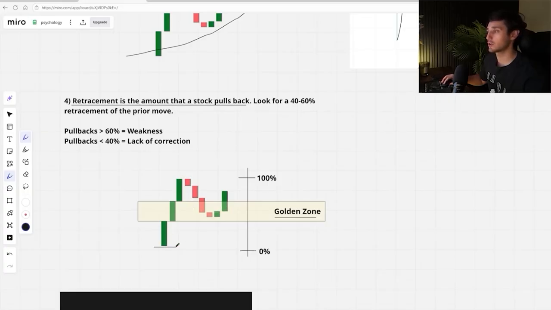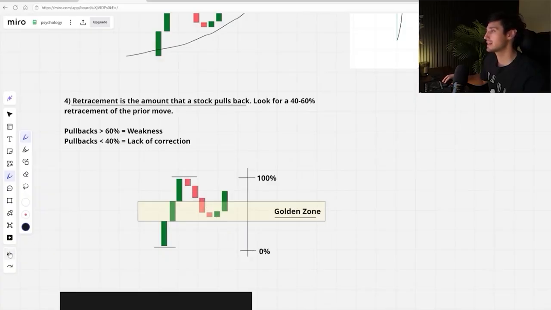So let's say this was 0%, the bottom of the rally. This was the top of the rally. That represents 100%. We want it to pull back around 40 to 60% of this rally, which is like this area right here. We don't want it to pull back deeper than 60%. We don't want it in this area right here because a deep pullback suggests weakness. If that stock was really that strong, if that trend was really that established and really that strong to the upside, why would it retrace over 60%?